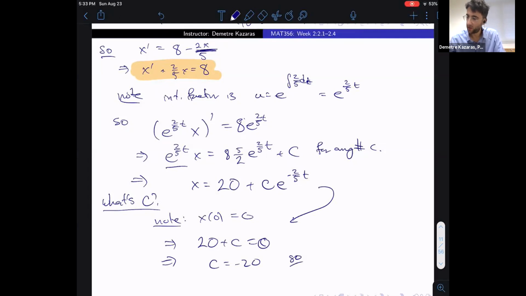So now we have our final answer. The number of grams of salt in the tank at time t is 20 minus 20 times e to the minus 2/5 t.